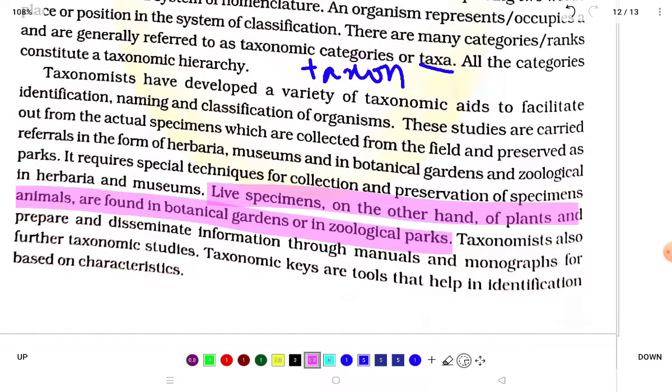The taxonomic keys are the tools that help in identification based on characteristics.